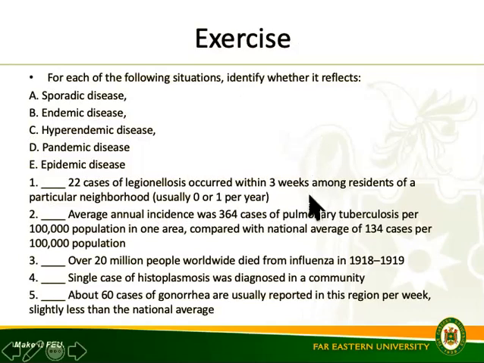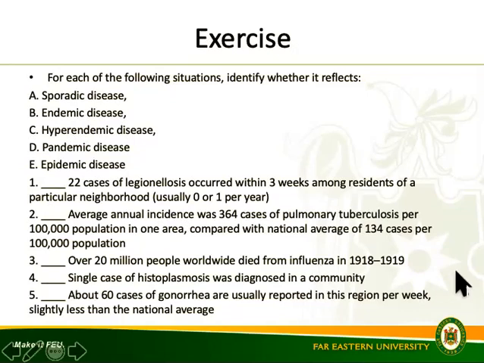So for each of the following situations, identify whether it reflects sporadic disease, endemic disease, hyperendemic disease, pandemic disease, or epidemic. So for number one, there are 22 cases of legionellosis that occurred within 3 weeks among residents of a particular neighborhood, usually 0 or 1 per year. So what do you think? How will you describe the occurrence of that disease in that particular community?